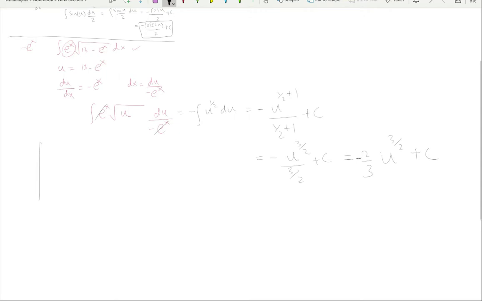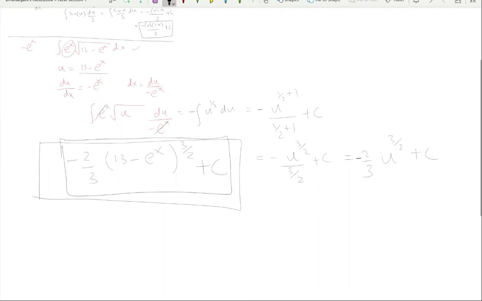Then let's write the final answer here. Let's replace u by 13 minus x. So negative 2 over 3 times 13 minus x to the 3 over 2, plus c. So this is the solution. This is what you get if you solve this integral.